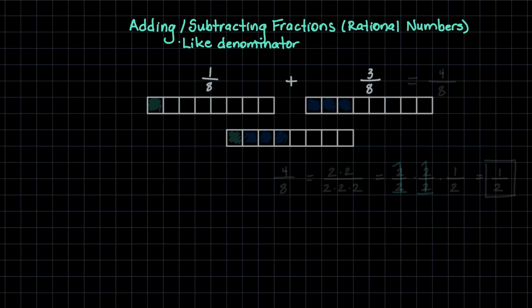Okay, we've already gotten into a rhythm. We already know we add the numerator, keep the denominator the same. So 1 plus 3 is 4, keep the denominator 8. Let's visually see what this looks like.